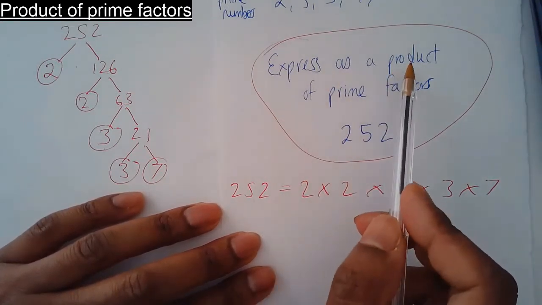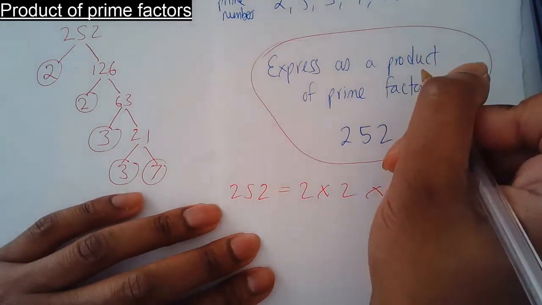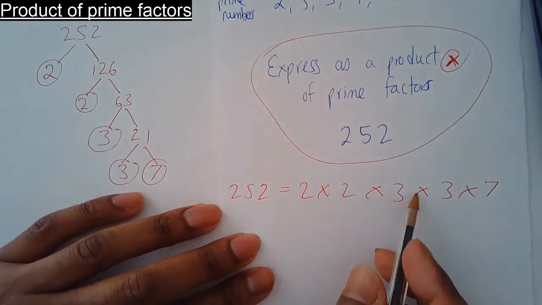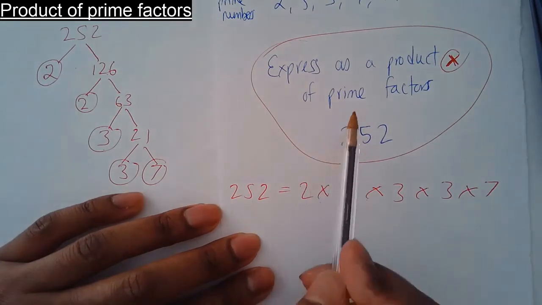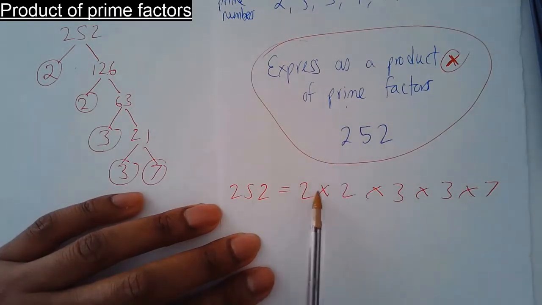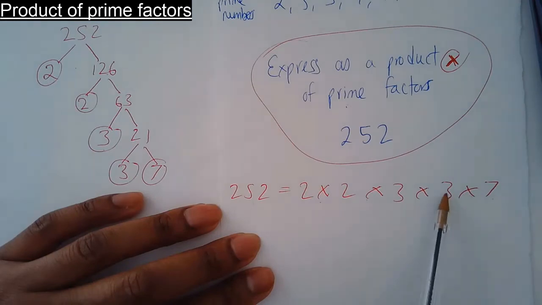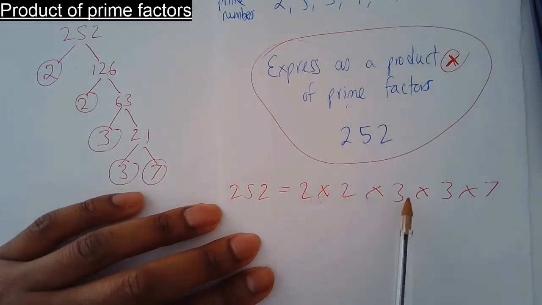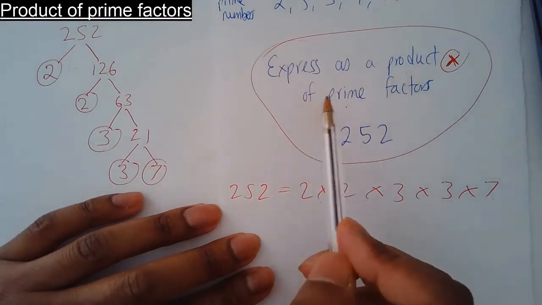So what does this mean then? Product means times, which we got here, look, times. Prime numbers, all of these are prime numbers, and factors, these are numbers that go into 252. So we got product of prime factors all here.